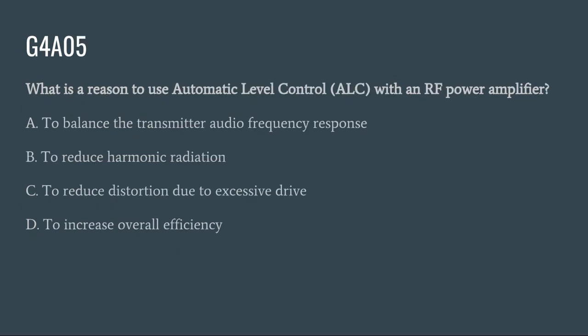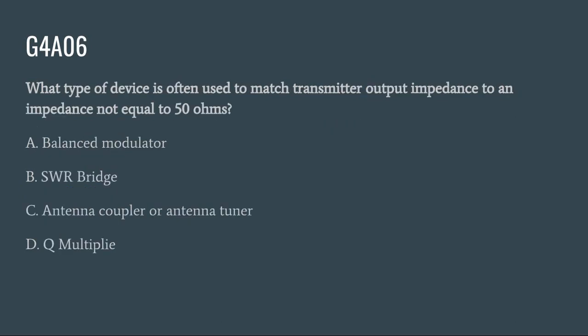G4A05, what is a reason to use automatic level control, or ALC, with an RF power amplifier? A, to balance the transmitter audio frequency response. B, to reduce harmonic radiation. C, to reduce distortion due to excessive drive. Or D, to increase overall efficiency. Correct answer is C, to reduce distortion due to excessive drive.